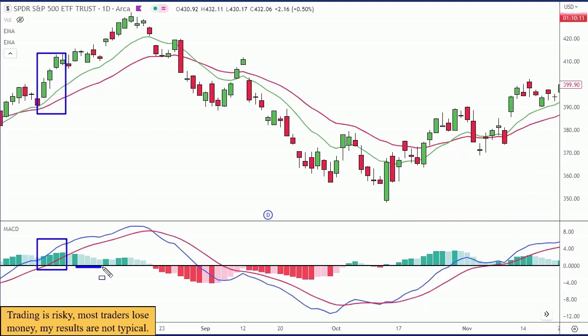Now here we get light bars. They're still green. And why are they green? Because, again, the blue line is above the red.